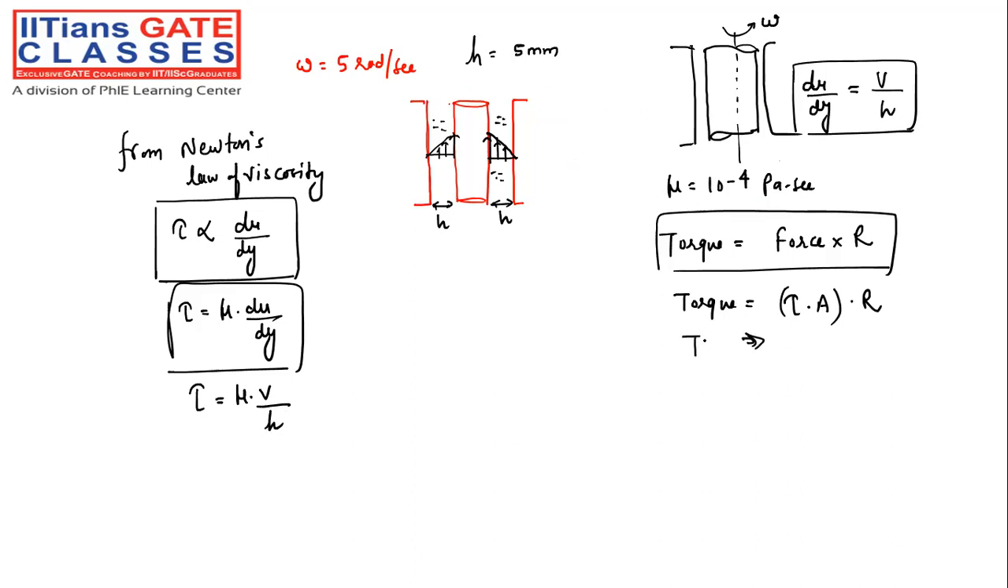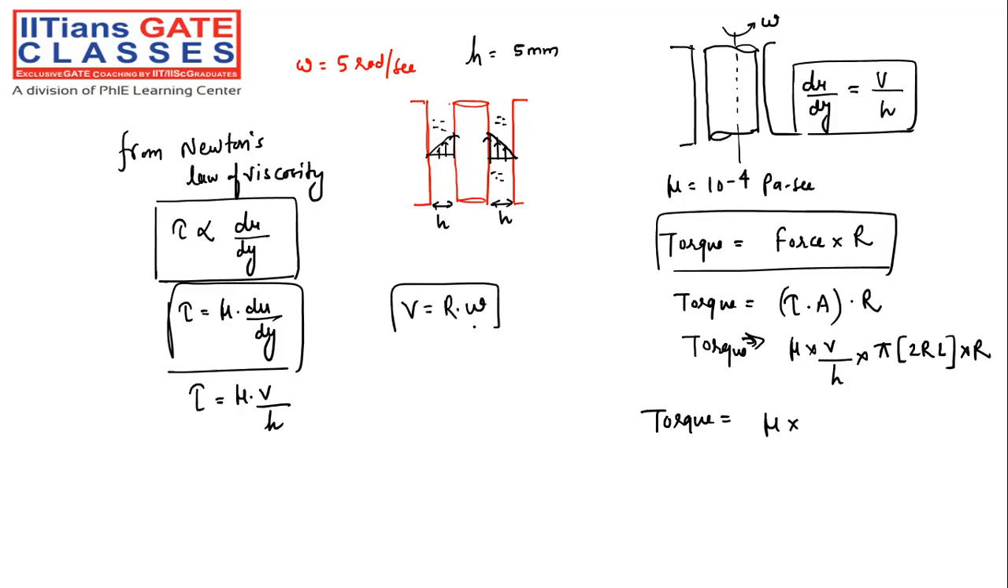The same thing I'm writing over here. Torque can be calculated as tau, mu into V by H, into area. What is the area? Pi d into L, pi into 2R into L, where L is the vertical length of the cylinder, into R. Again, the torque formula I can write as mu into, what is the velocity? Velocity will be equal to R into omega, right? R into omega into 2 pi R square into L divided by H.